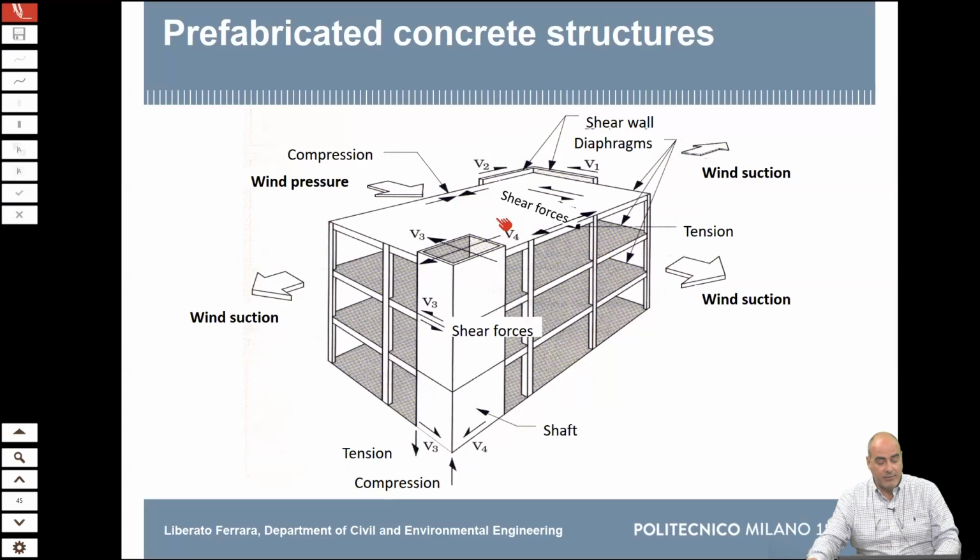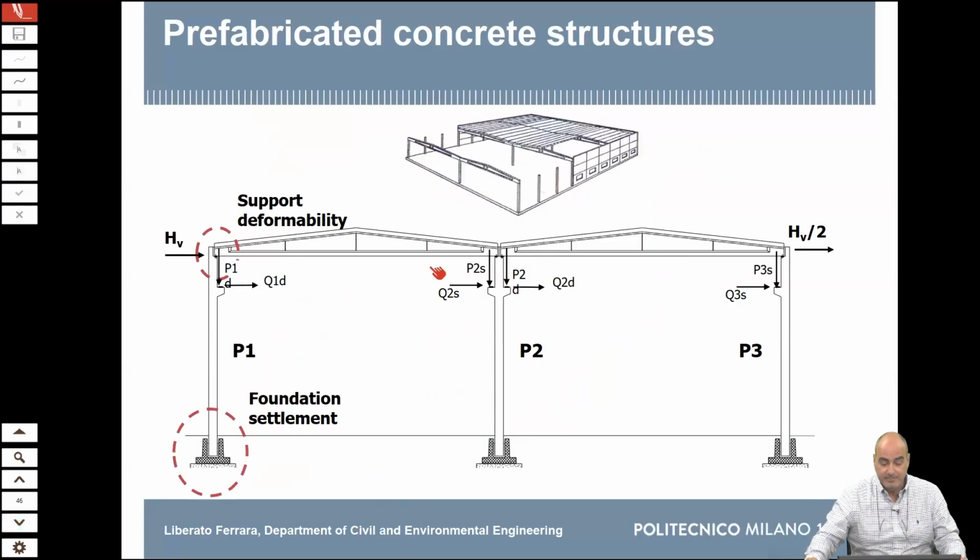In this case, the force is here, but the center of stiffness of the building is more or less shifted. So you can have some torsion effect. How do you calculate this torsional effect? How do you distribute these torsional effects among the different elements?